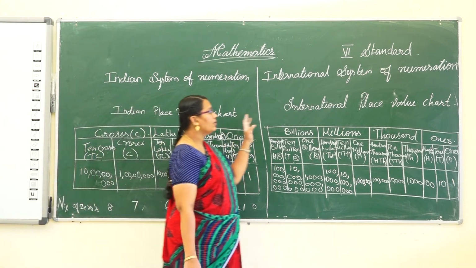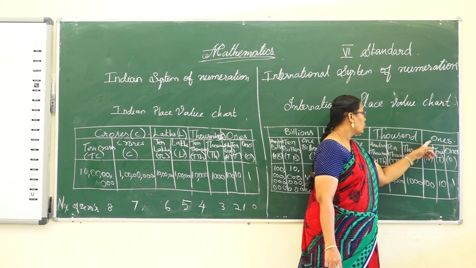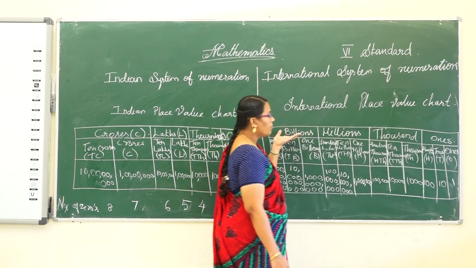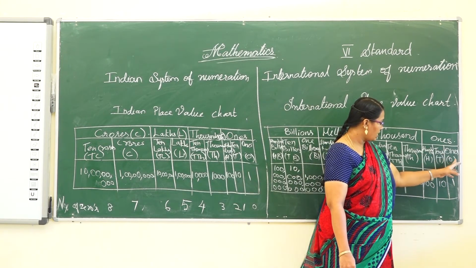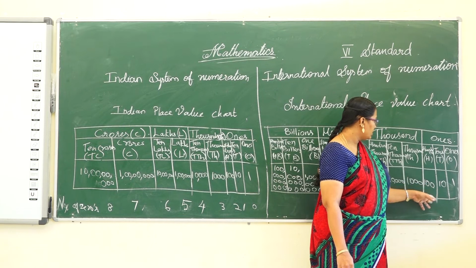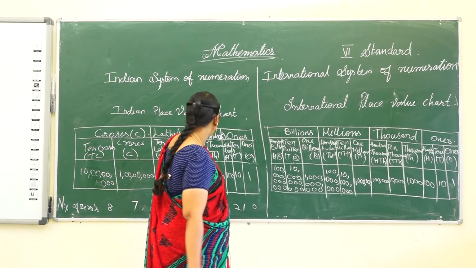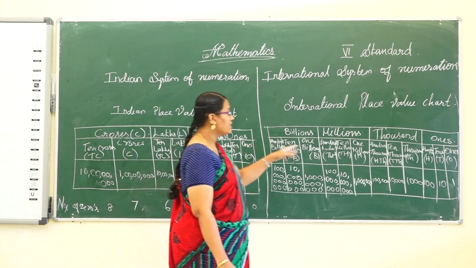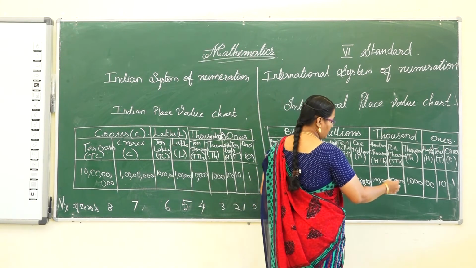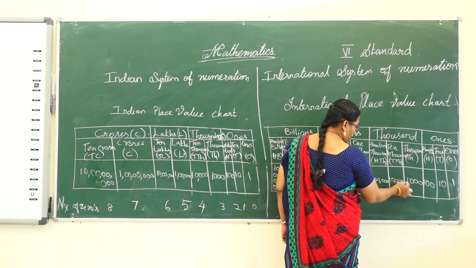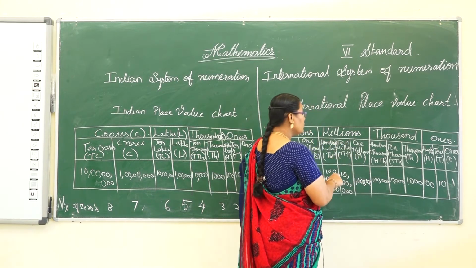And the next concept, the international system of numeration. It has ones, thousands, millions and billions. Ones are as usual, the same as in the Indian system: ones, tens, hundreds, 1000, 10,000. In the Indian system we consider 10,000 followed by lakhs. Here we consider 100,000. So 1,000, 10,000, 100,000, and next millions.